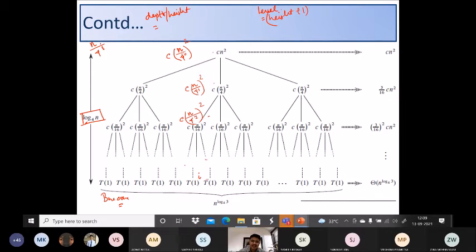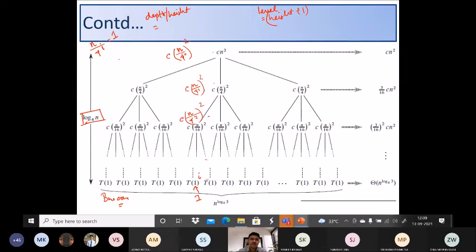Here you have to write n by 4 to the power i. Here if you have written 0, here 1, here 2. So here you have to write n by 4 to the power i. What is the value here? We know it is 1 for the base case. So what will you write? n by 4 to the power i equal to 1.